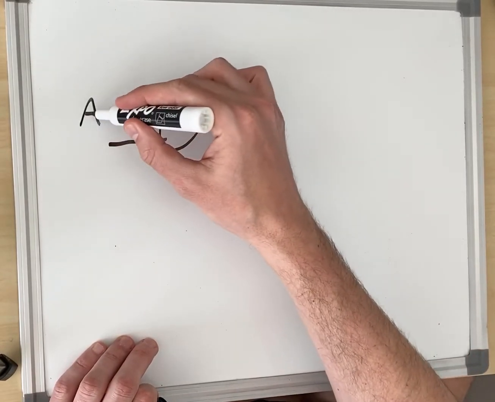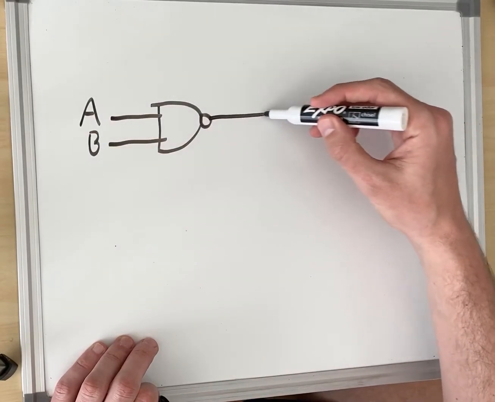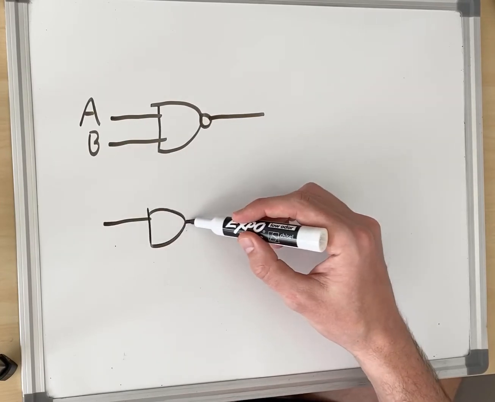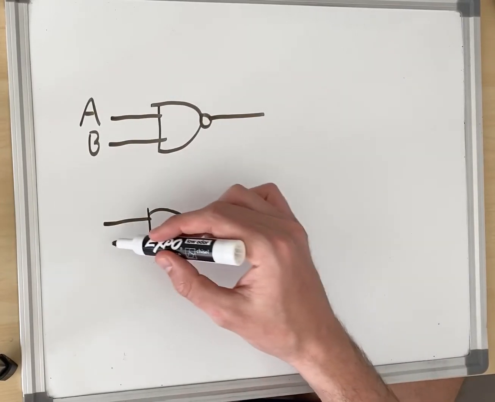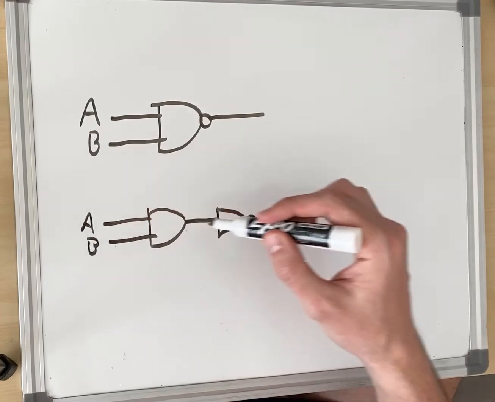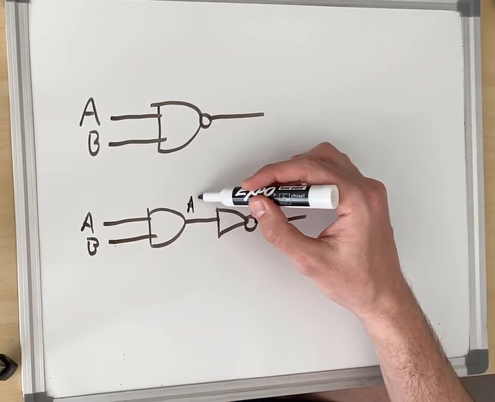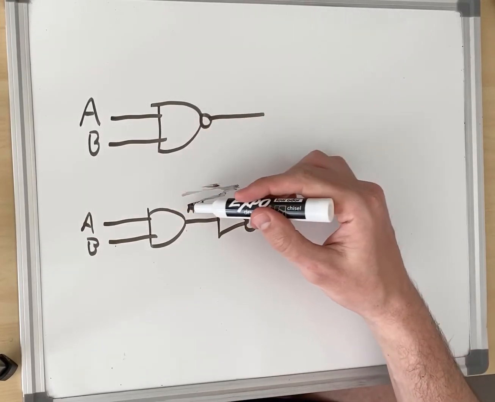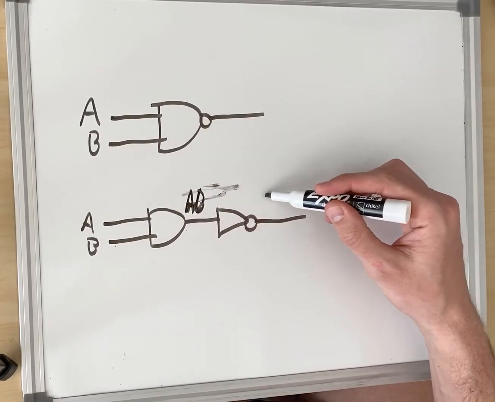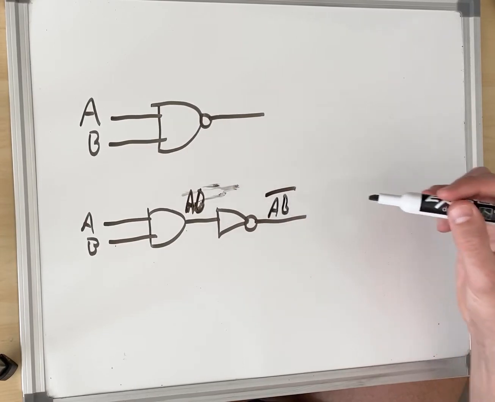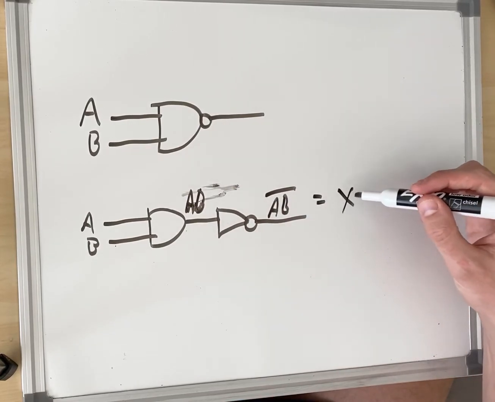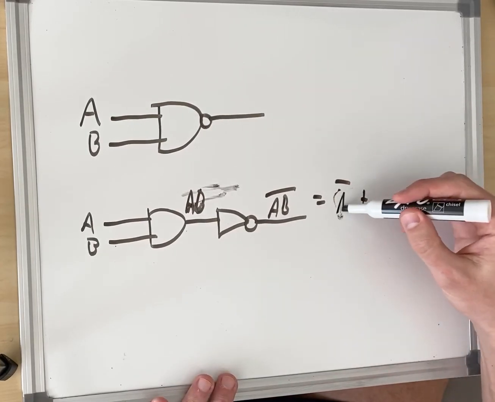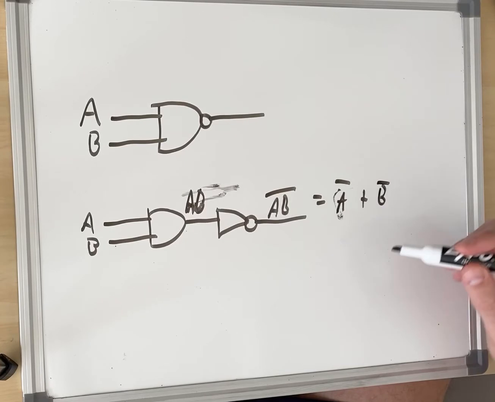And we have A, B, and essentially it's the same as an AND gate with an inverter at the end. So if this was A and B, this would be not (A and B), and we know that that's the same, if we De Morgan's it, as not A or not B.